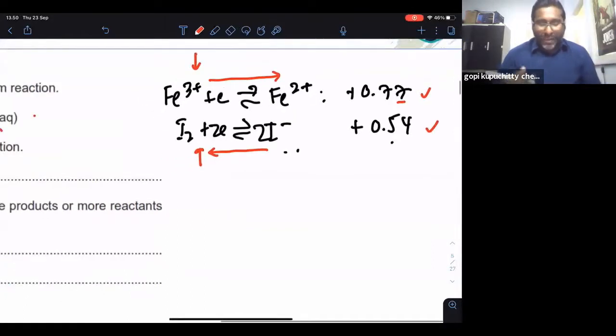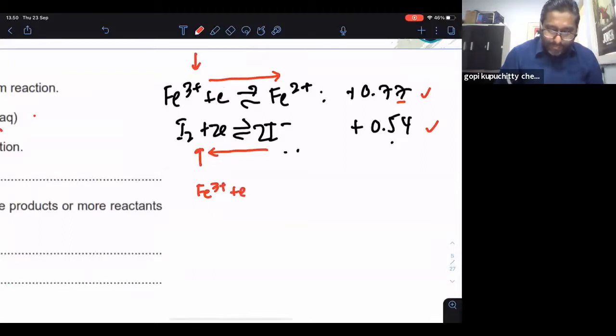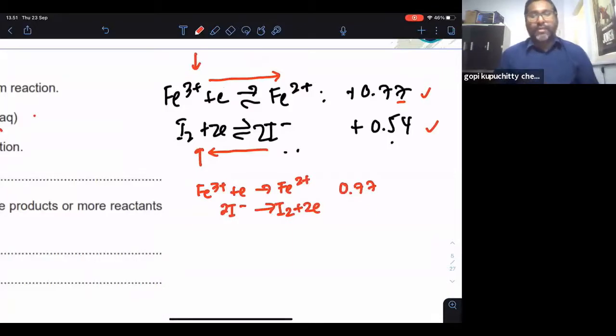So if I want to rewrite this equation, I will rewrite this as Fe3+ plus electron to give me Fe2+, and this is going to be 0.77. This is going to be 2I- to give me I2 plus 2 electrons, because I reversed the equation. So therefore, this is negative 0.54, no longer positive 0.54, negative.